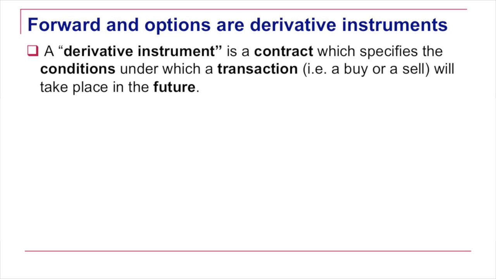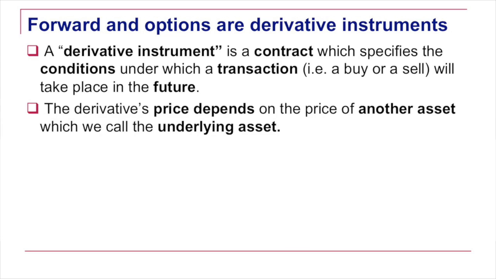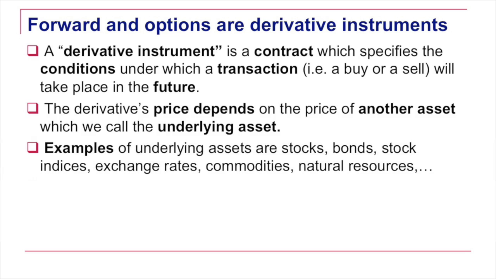So let me first introduce a derivatives contract or a derivatives instrument. It is a contract whose value depends on the price of the so-called underlying asset. The underlying asset could be a stock, a bond, an exchange rate, an index, or a natural resource. There are many underlying or so-called primary assets. And the derivative's price will evolve as the underlying price evolves.